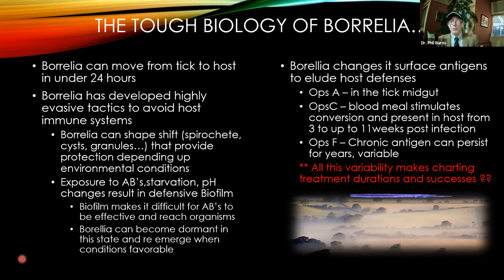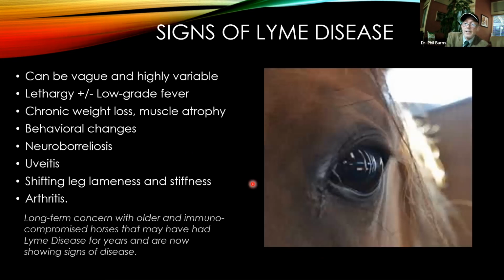And then as the immune system tries to catch up, within 3 to 11 weeks, it can switch to OspF, which is a chronic form that can be present for years. So this variability makes it just difficult on every level for us to both treat it and know our effectiveness of treatment. Signs of Lyme disease, well, basically, it can be pretty much anything.